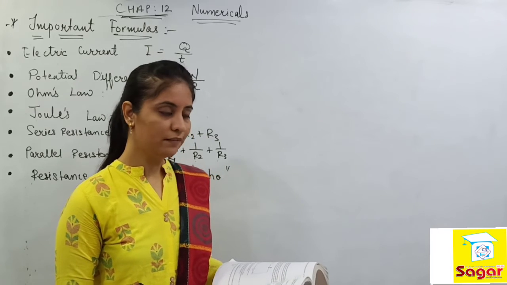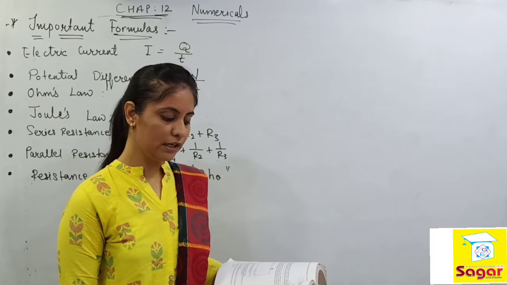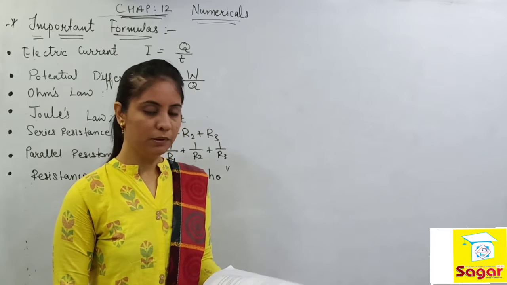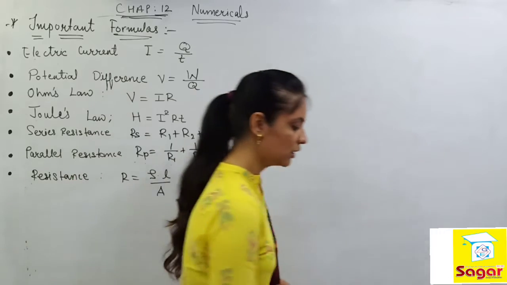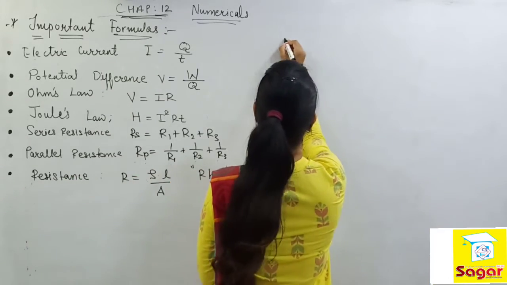Next, how many resistors are given here? So the resistors are 5 ohm, 8 ohm and 12 ohm, and the plug is connected in series. So we would like to draw the circuit diagram of it. So just have a look here.